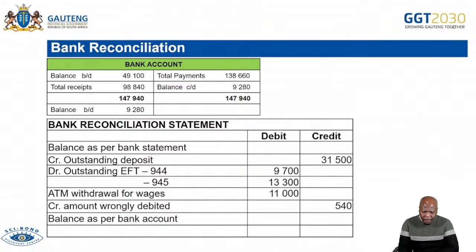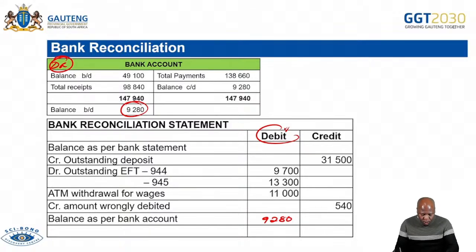The balance on the bank account is a debit balance. So I'm going to come to the debit side and I'm going to say balance SB bank account on the debit side, 9280. My balance is on the debit side. 9280 is on the debit side. When I come to the BRS, my balance SB bank account must be on the debit side, 9280.